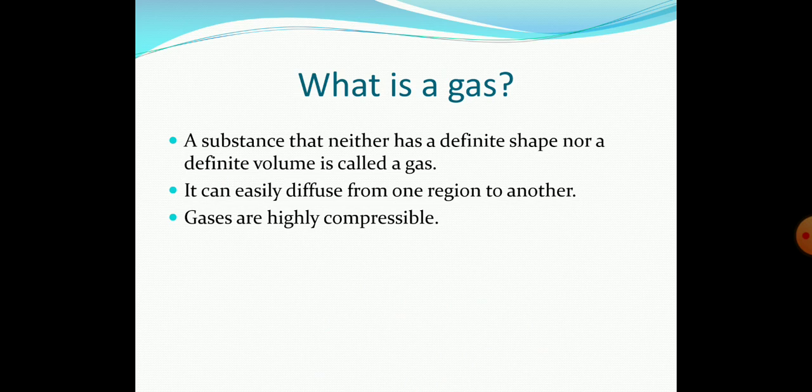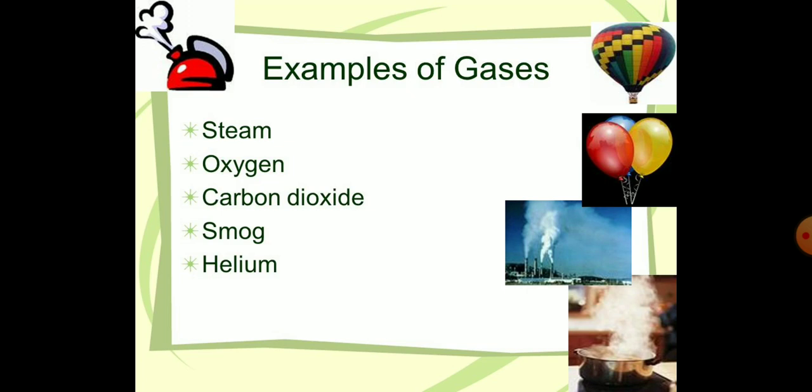A substance that neither has a definite shape nor a definite volume. It does not have a shape or volume, so that is why it is called gas. And it can easily diffuse from one region to another. That is, it can move from one concentration to another concentration easily. And gases are highly compressible. Now, we are going to see the examples of gases. We have steam, oxygen, carbon dioxide, smog, helium. These are all the examples of gases.